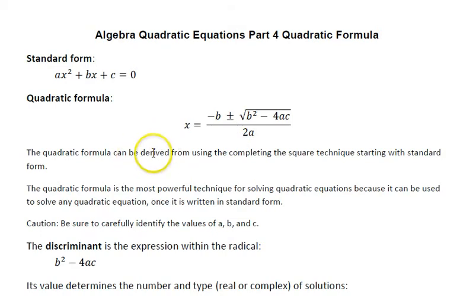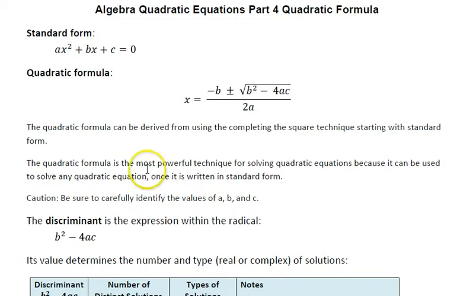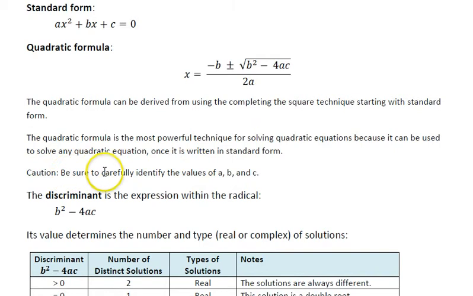The quadratic formula can be derived using the completing the square technique, starting with the standard form. The quadratic formula is the most powerful technique for solving quadratic equations, because it can be used to solve any quadratic equation once it's written in standard form. Be careful to identify a, b, and c, particularly avoiding mistakes with their sign.